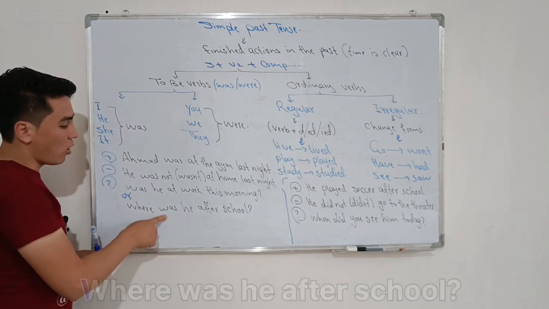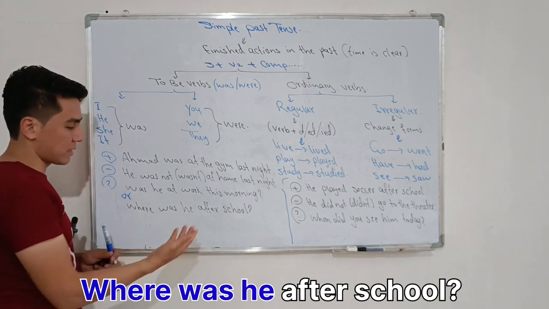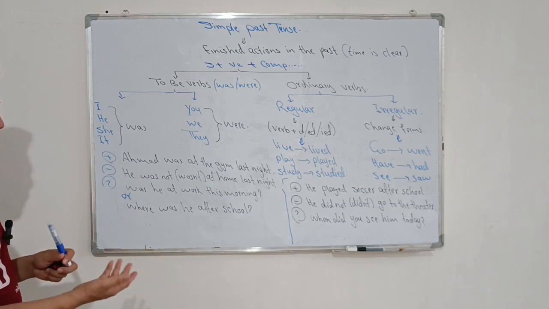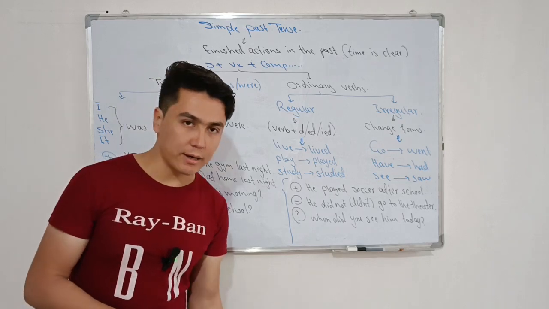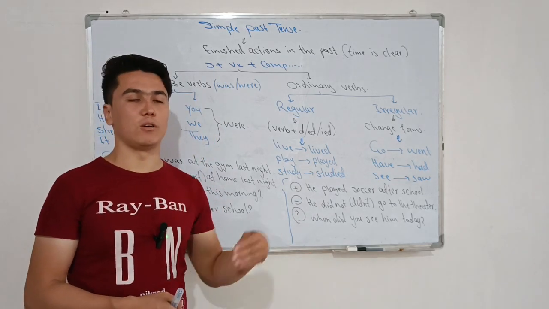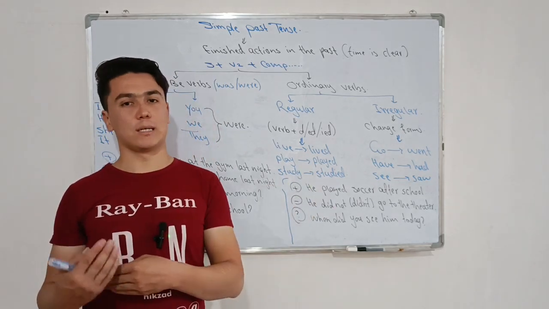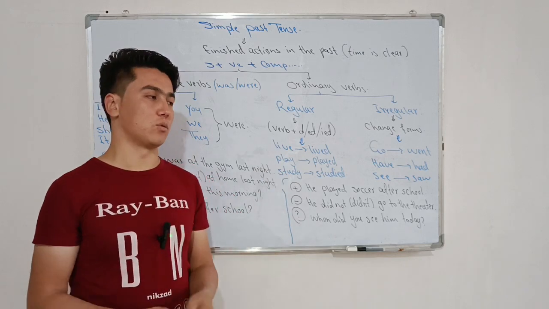We can say, where was he after school? You can answer this question in simple past tense as well. Where was he after school? You can say that he was at the soccer field, or you can say that he was in the cinema, or we can say that he was at the theater after school.